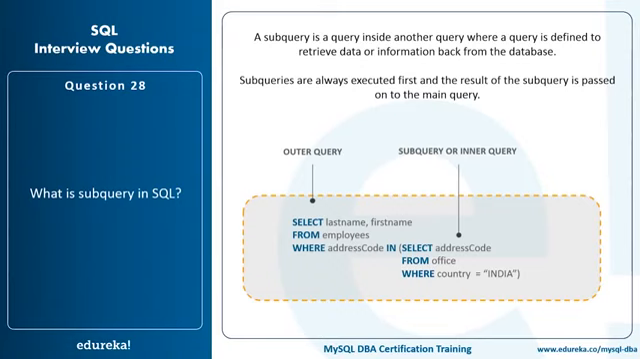So as you can see on my screen, I have an outer query inside which I have a subquery or an inner query. So basically this query is assigned to retrieve data from the database, and this query will be executed first. So if there are any errors in this query, then the complete query would not be executed. Only when the subquery is completely executed, then the outer query will be executed.